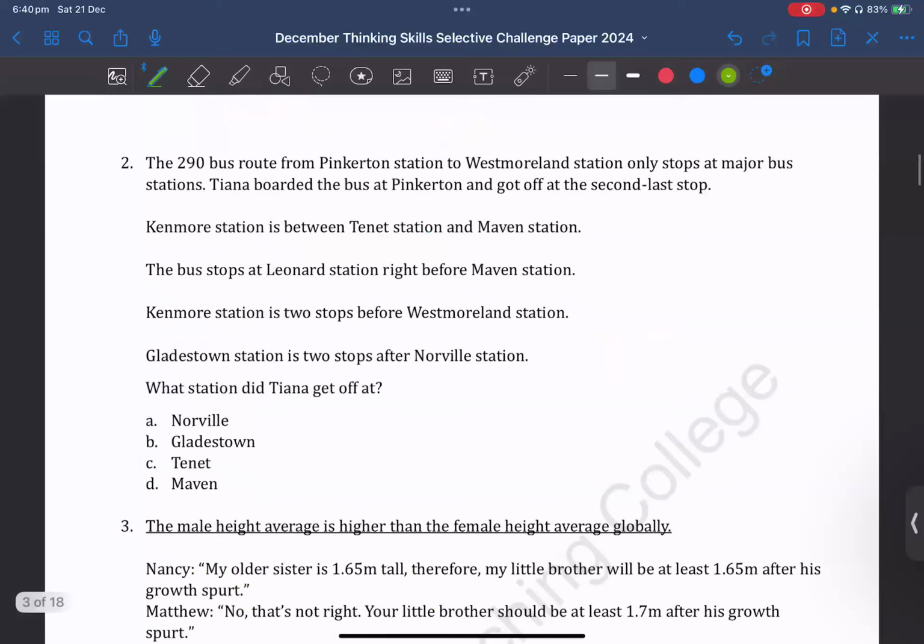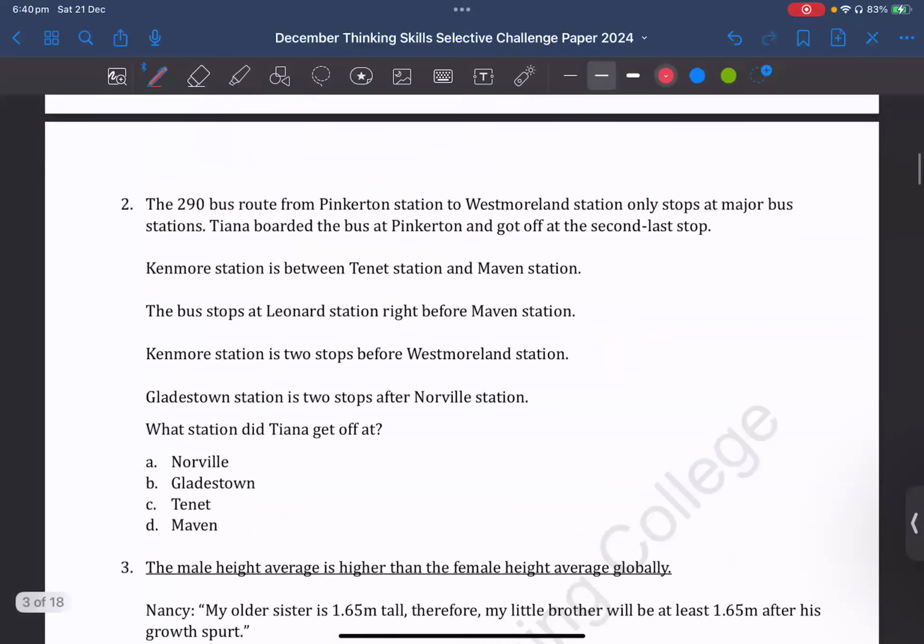Moving on to question number 2. The 290 bus route from Pinkerton Station to Westmoreland Station only stops at major stations. Alrighty. So this person boards it at Pinkerton and gets off at the second last stop. So my number 1 tip for this, honestly, for any of thinking skills or maths at this point, if you can, draw a diagram.